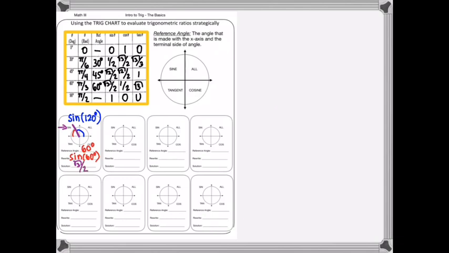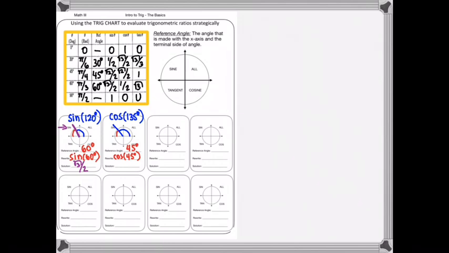Okay, let's take a look at another one. In this one we have the cosine of 135 degrees. So that means it is going to be right here, and that guy is going to be the 135 degrees, and the reference angle that is going to complete the 180 is going to be 45.